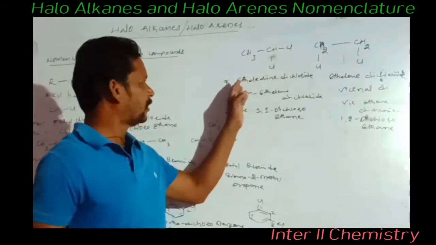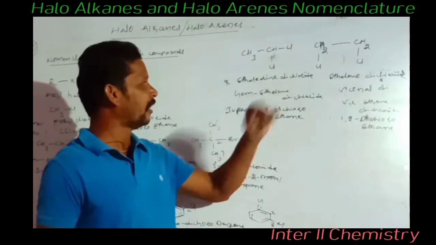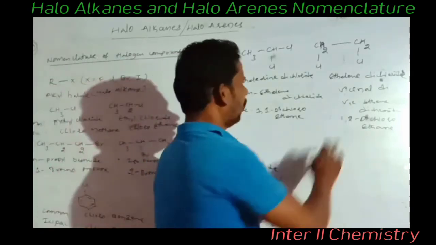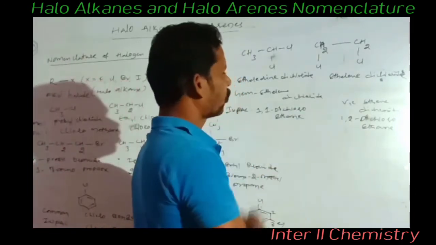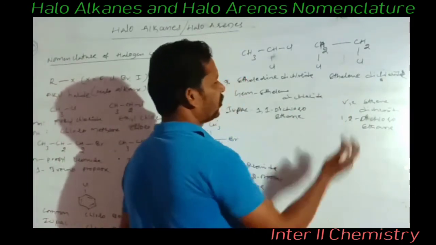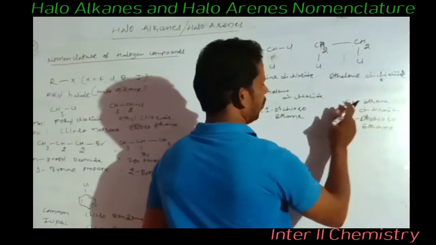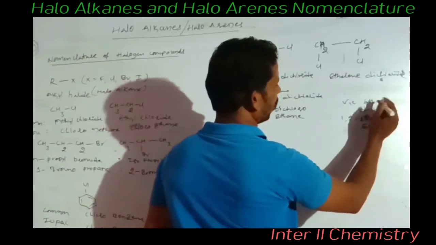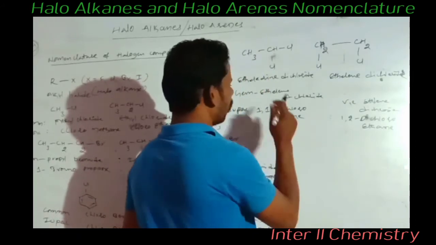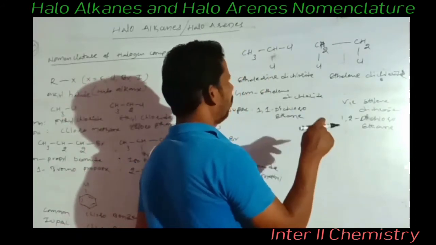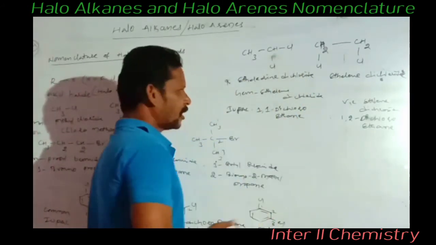So ethylidene dichloride means a gem dihalide. If the two halogens are on two adjacent carbons, those are called vicinal dihalides. So here it is ethylene dichloride, the vicinal one. According to IUPAC nomenclature, we have to give the number of the carbon to which the halogen is attached, right? Okay. The other one is also there.